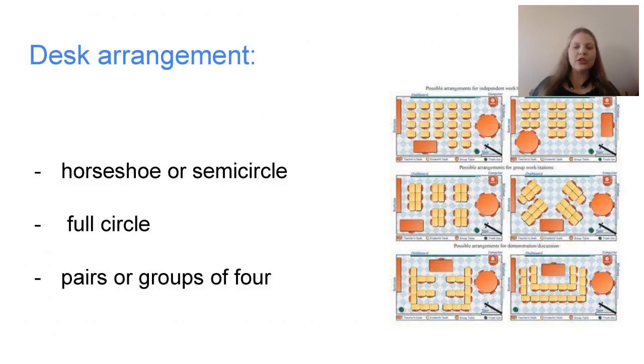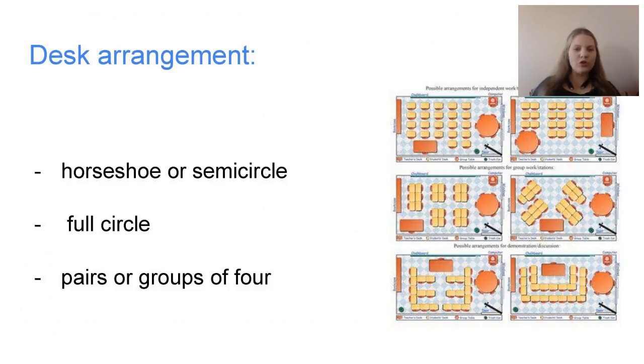Speaking of desk arrangement, it should reflect the kind of activities which you use most often during a class. So your basic options are horseshoe or semicircle, which is where all of the students are facing the board and there is a large open space in the center. Another way you can do this is to arrange the desks in a full circle. And finally, you may put them into pairs or groups of 4. Now then, the difference, as I mentioned, is you have to think about what sort of activities you prefer during the lesson. So make sure that your desk arrangement reflects that.